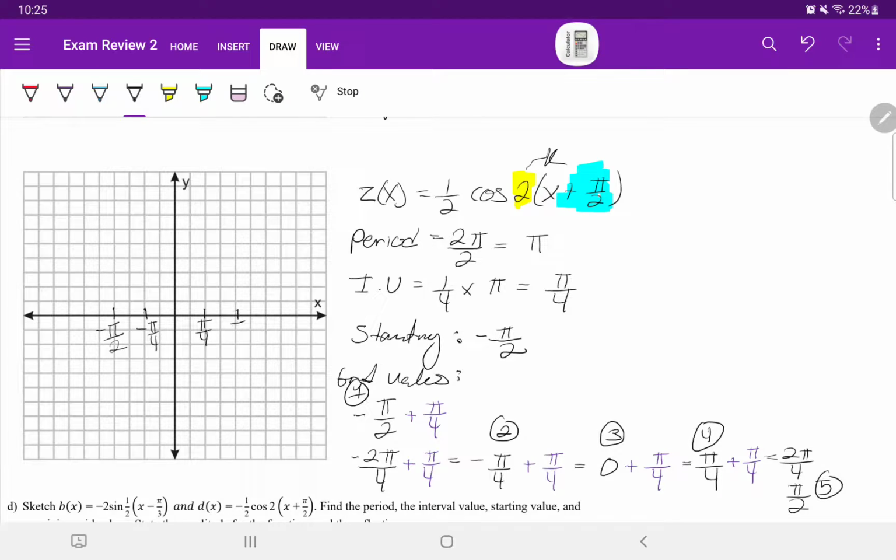The amplitude is going to be the absolute value of a. And remember, a is a number that you're multiplying in front of your function. So it's going to be the absolute value of 1/2, and the absolute value of 1/2 is just 1/2. So the highest value of y this function can obtain is 1/2. The lowest value this function can obtain is going to be negative 1/2.